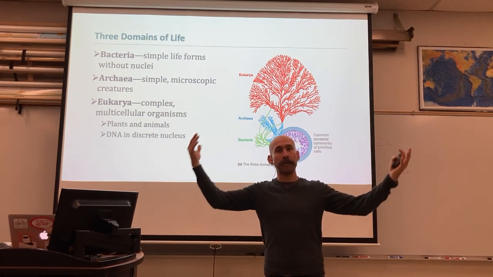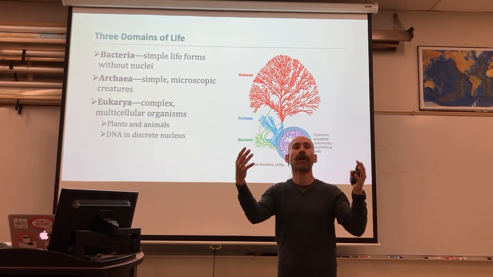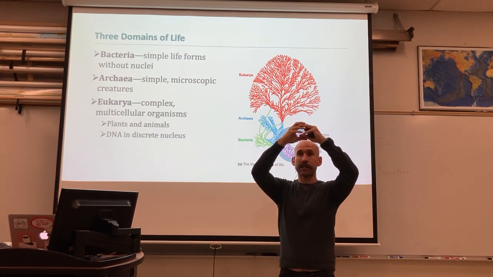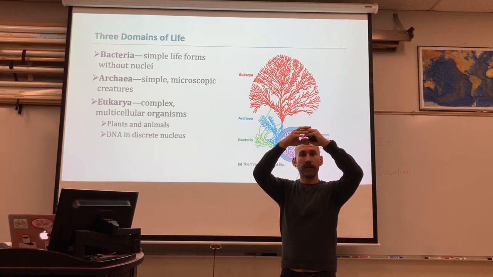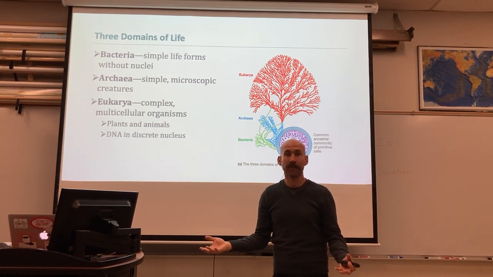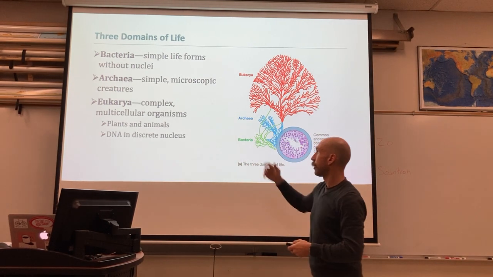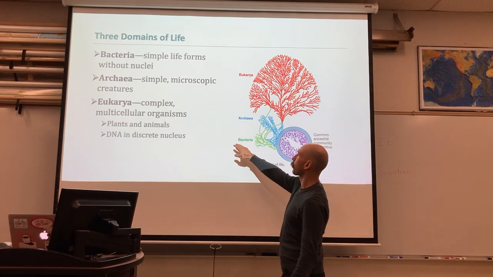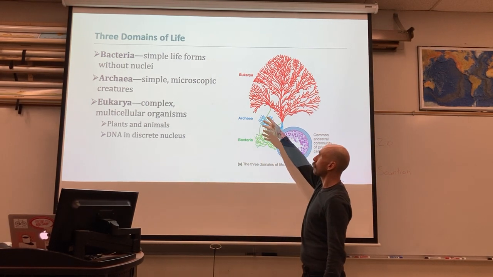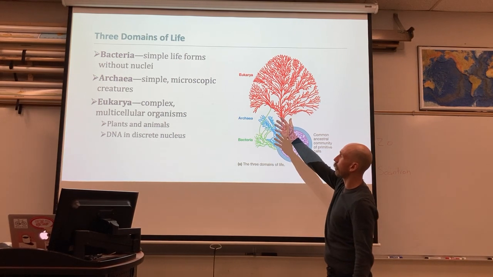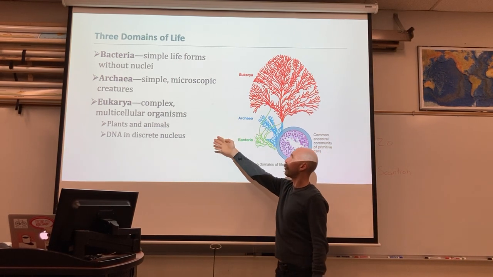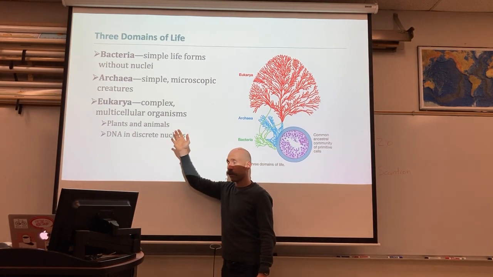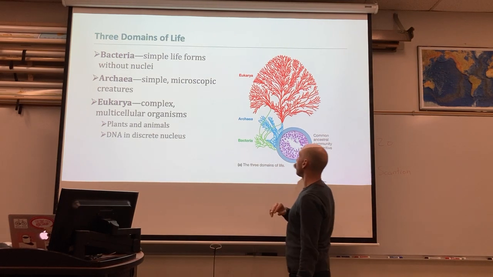Okay, very broadly speaking, there are three overarching domains. You could consider life to be the highest level for everything living, life. Underneath life, we have this classification of eukarya, archaea, and bacteria. Three domains. Bacteria are simple life forms. No nuclei. Archaea are simple microscopic creatures. And then we have eukarya that are complex, multicellular animals. DNA is within a discrete nucleus.